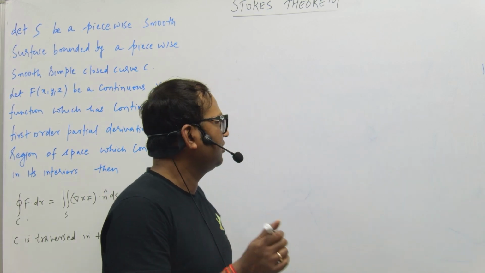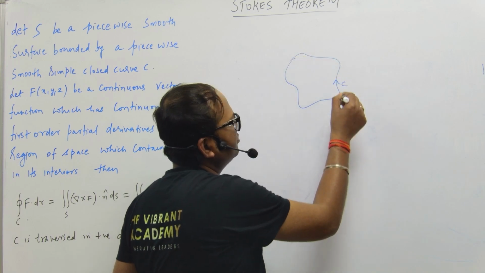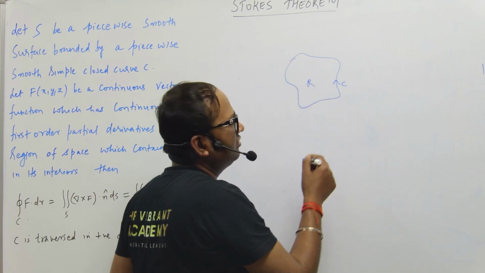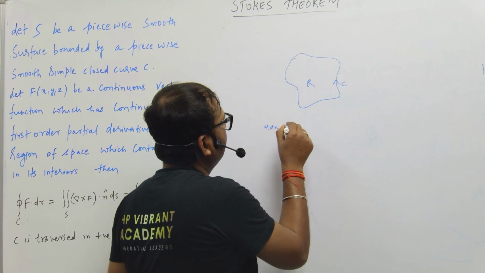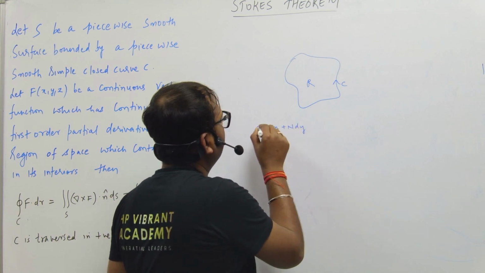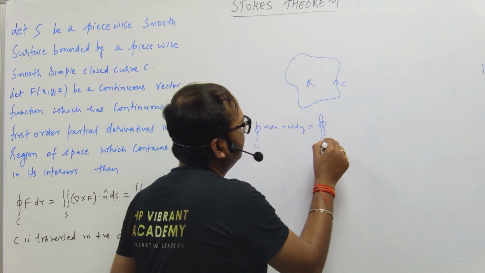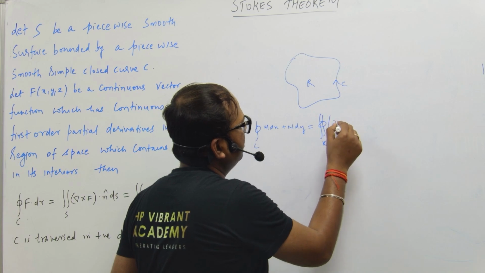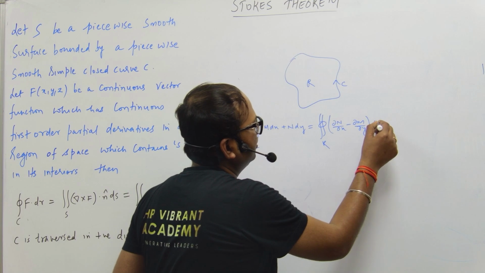Suppose we have a curve C bounding a region R. Then using the Green's Theorem, we have the integral of M dx plus N dy along the curve C equal to the surface integral along the region R of del N upon del x minus del M upon del y dx dy.